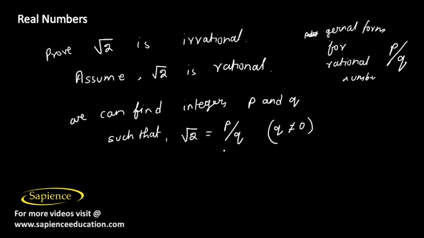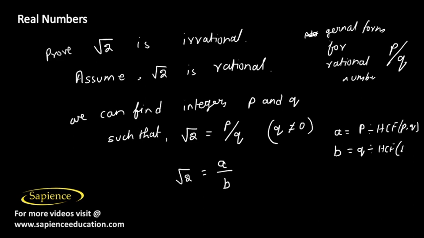So now what we are going to do is find the HCF of p and q and divide by that HCF, which means we will be getting two new numbers a and b. a is equal to p divided by HCF of p and q, and b is equal to q divided by HCF of p and q.